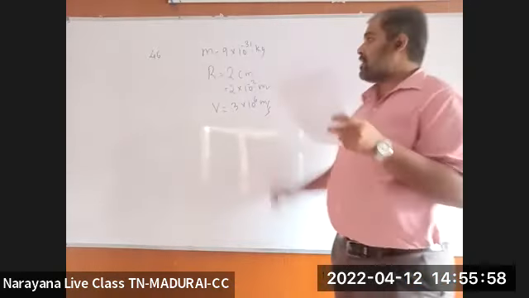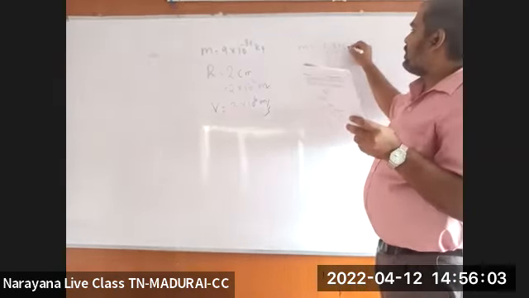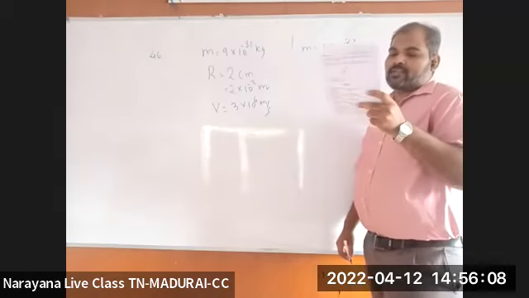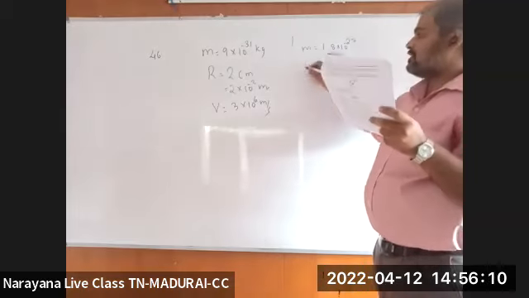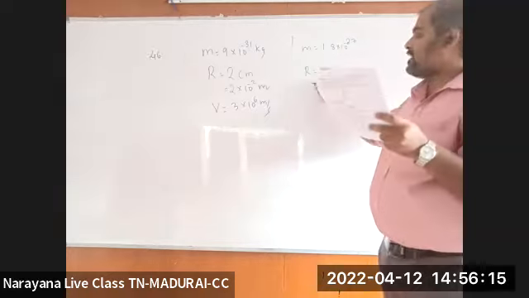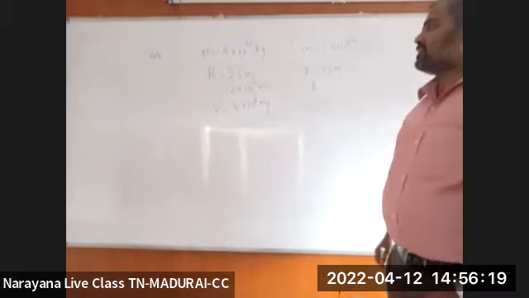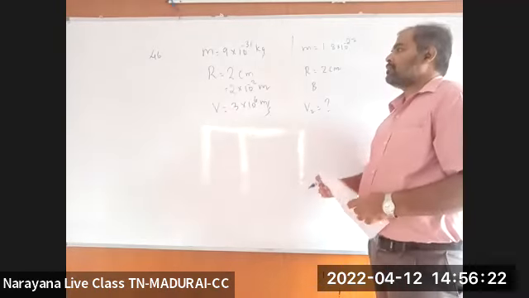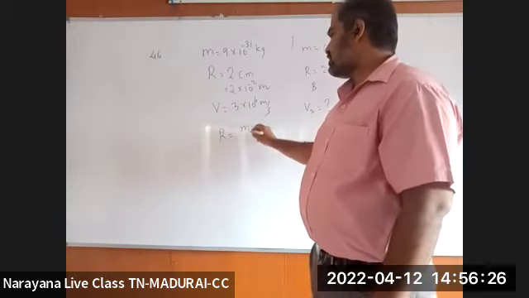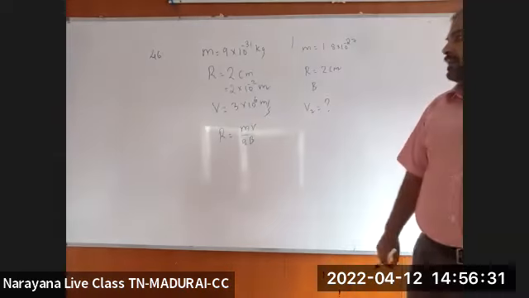Then a proton of mass 1.8 into 10 power minus 27 kg is also given, which moves in a circle with the same radius in the same magnetic field. Then what is its speed? Tell me someone, what is the radius of the circular path formula, friends? It is m into v divided by q into B, no?